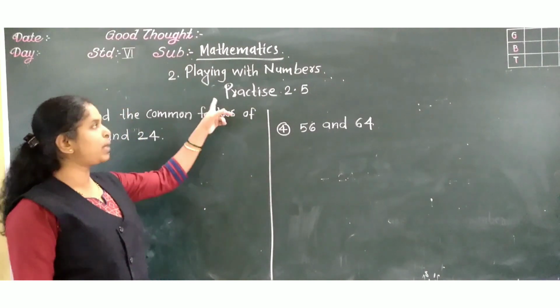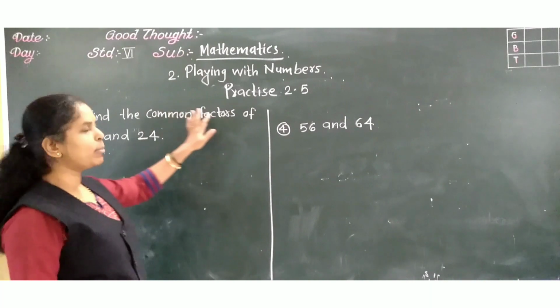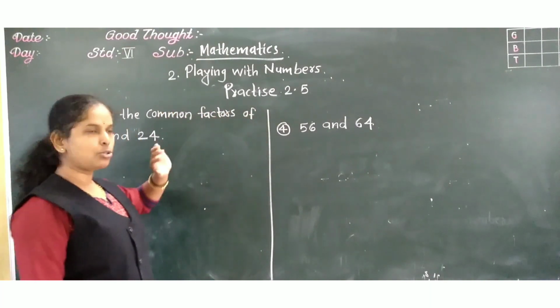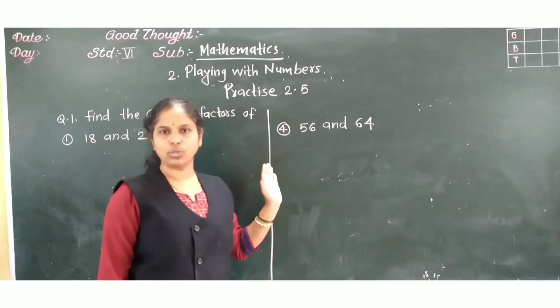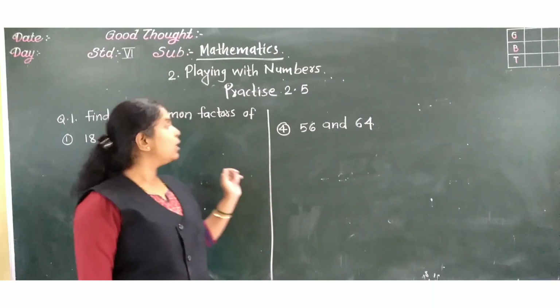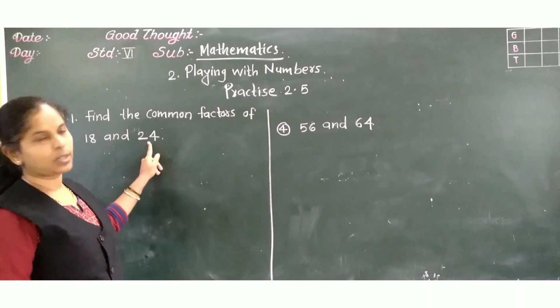We will solve practice 2.5. In that, question number 1, find the common factors of. Students, I will solve here first and fourth. Second and third, you will have to solve by yourself. Okay. Now see here, question number 1, 18 and 24.